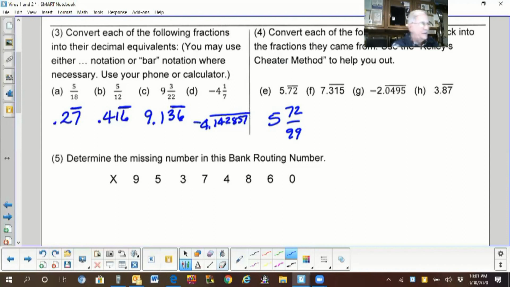Letter F, you would put the 7 down, and you would put the 315 down over how many nines? Well, it's 3.